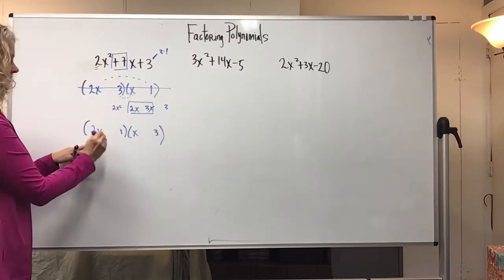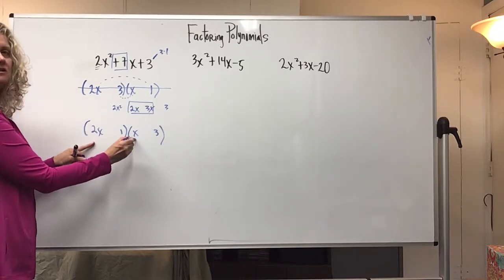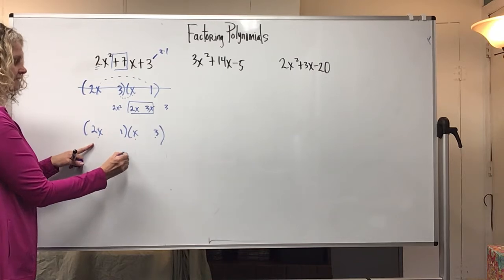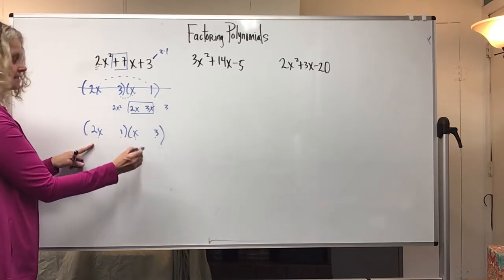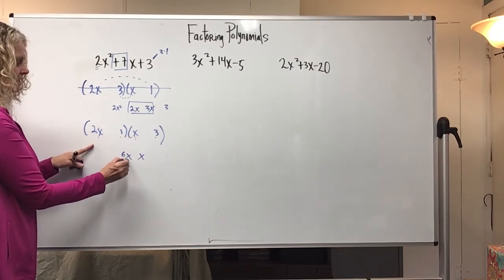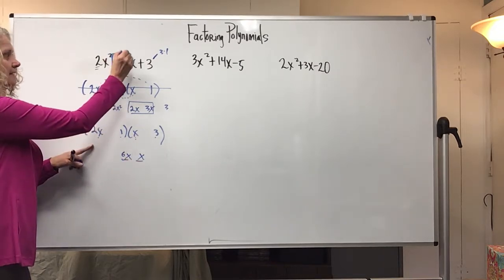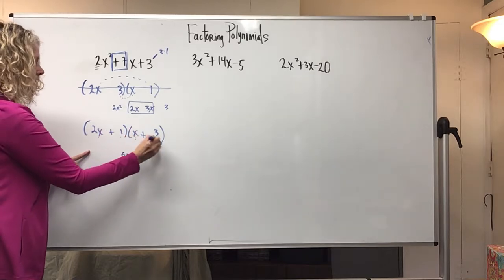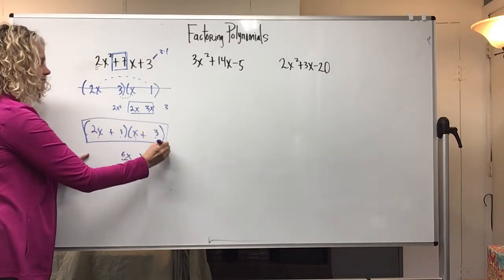So now we're going to go to the next example, and notice 2x times x is 2x squared. 2x times 3 is 6x. 1 times x is x. Notice a 6x and a 1x do add to the middle term, a positive 7. That is our final answer.